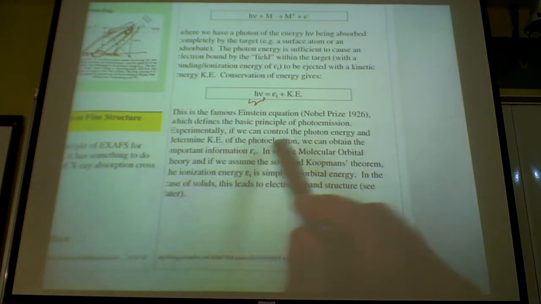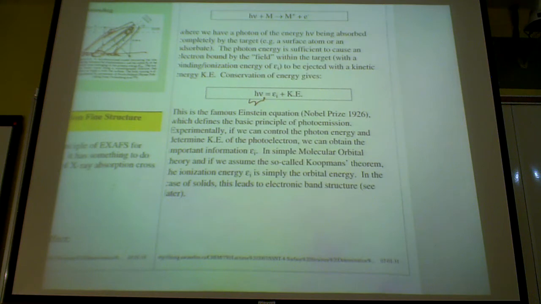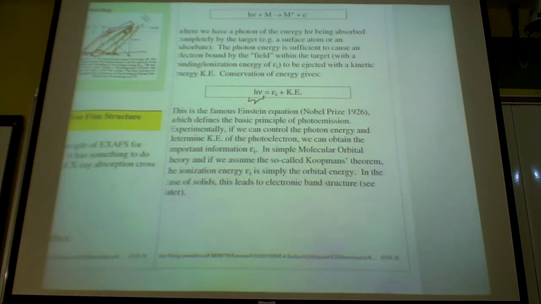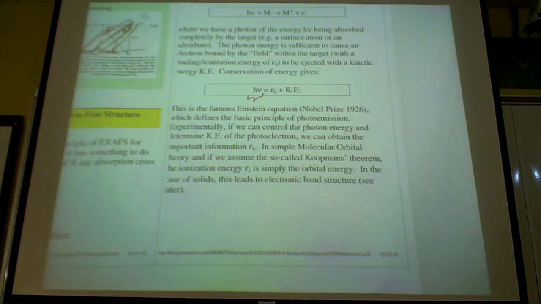So that's why he was given the Nobel Prize, to change the way people think about nature, and this is how we think about nature. Light is no longer only a wave, it could be a photon, and that's Einstein.